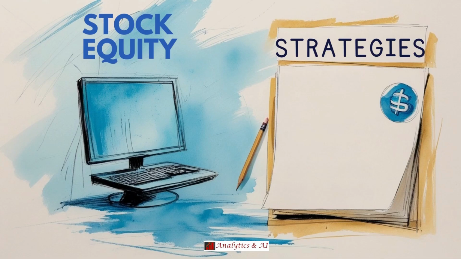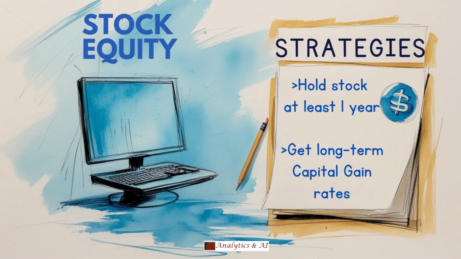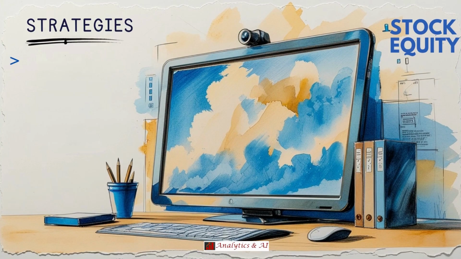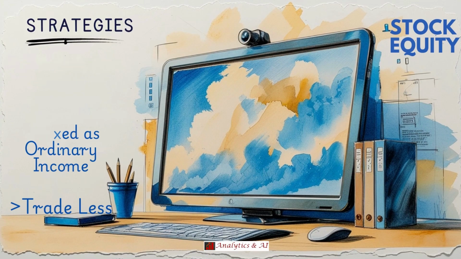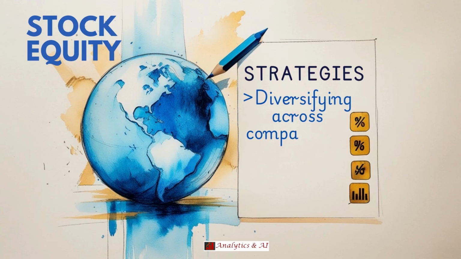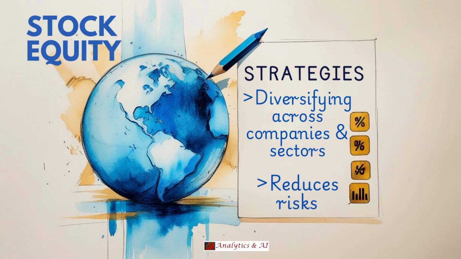Here are some practical strategies to manage and optimize taxes. Hold stock at least 1 year to get long-term capital gains rates when possible. Simply waiting and holding stocks for more than a year can save investors thousands. Short-term trades are expensive taxes. They get taxed like paycheck income. Trading less can improve your long-term returns. Diversifying across different companies and sectors reduces risk. It prevents one stock's drop from hurting your entire portfolio.